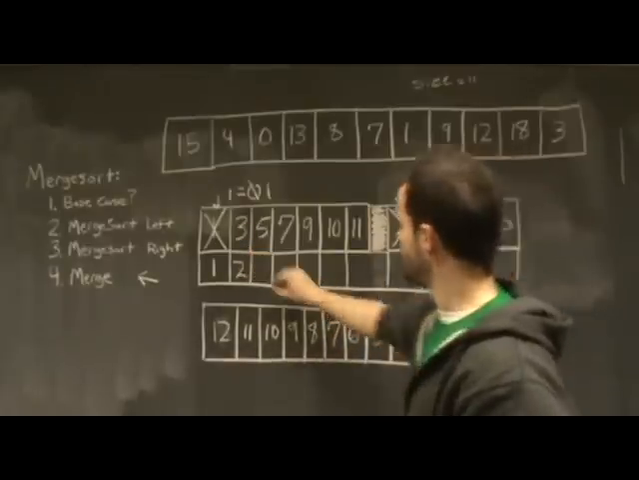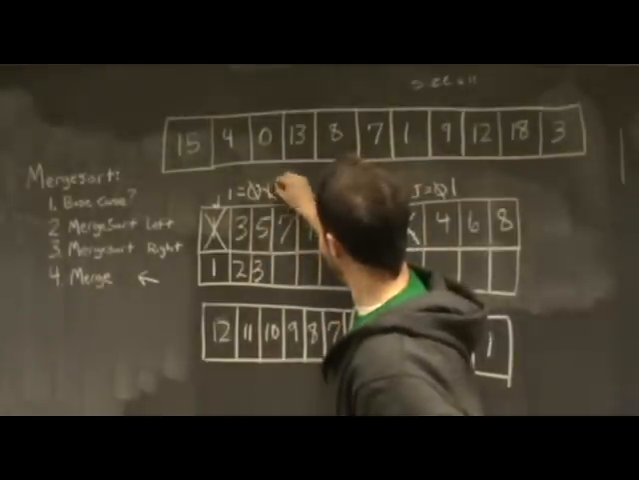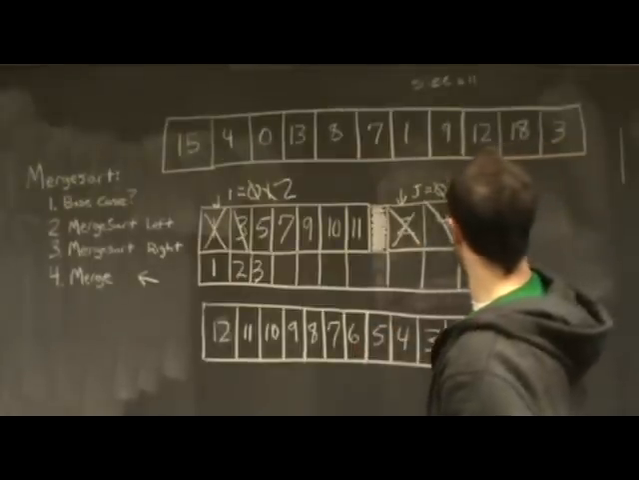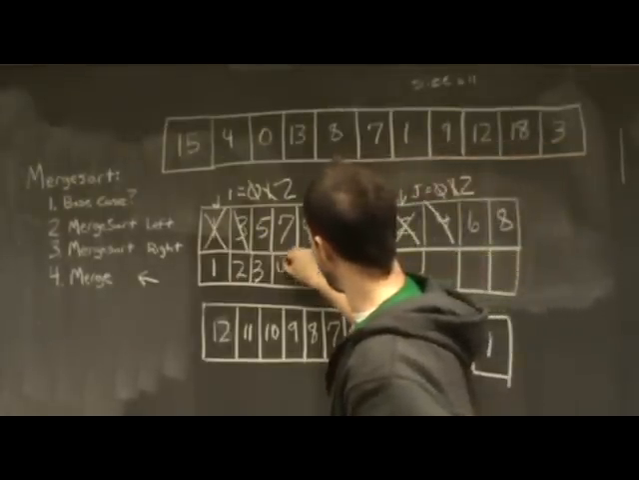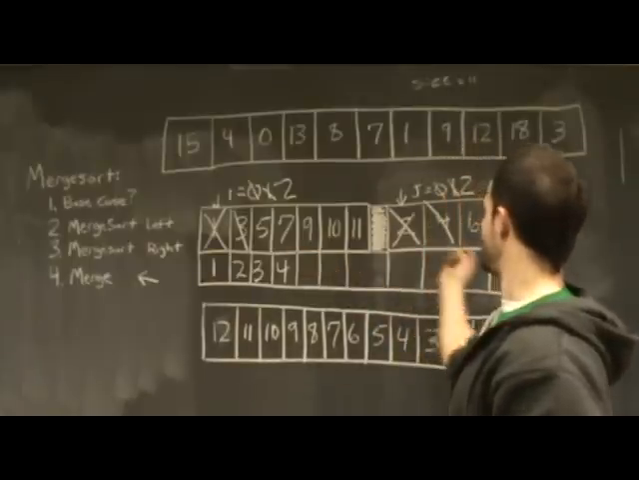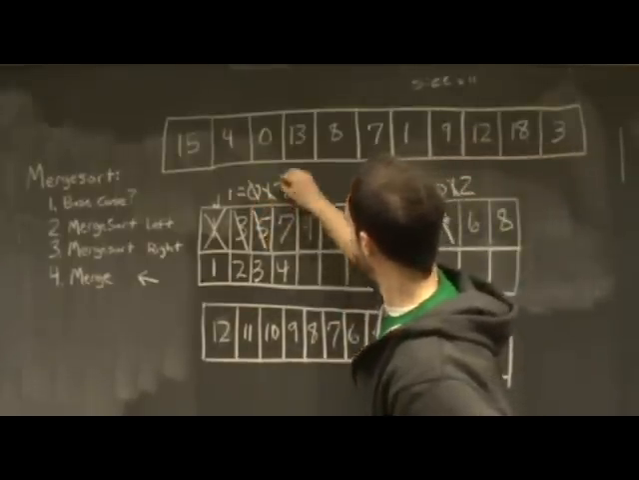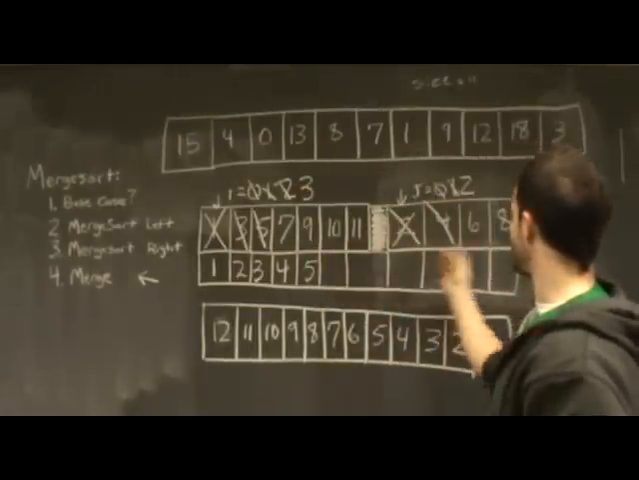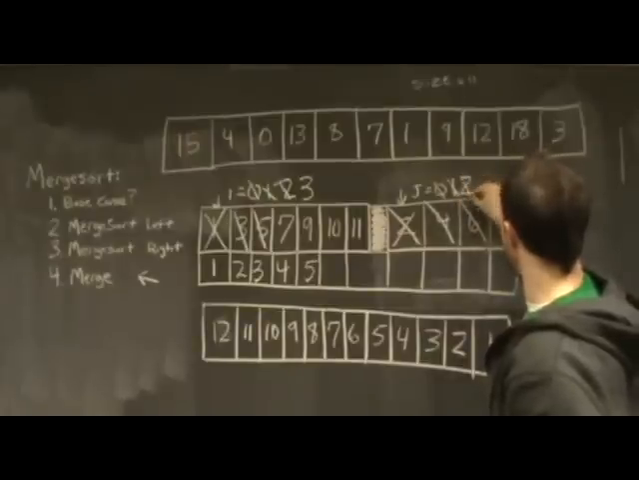Now 3 and 4, we put 3 here, make this 2. 5 and 4, we put 4 there, make this 2. Then 5 and 6, we're going to put 5 in there, so we'll make this 3. Then we have 7 and 6, so we'll put 6 there, make this 3.